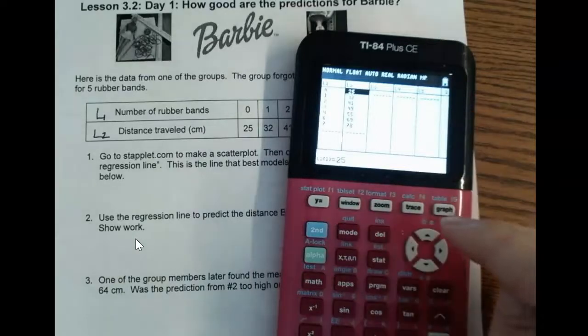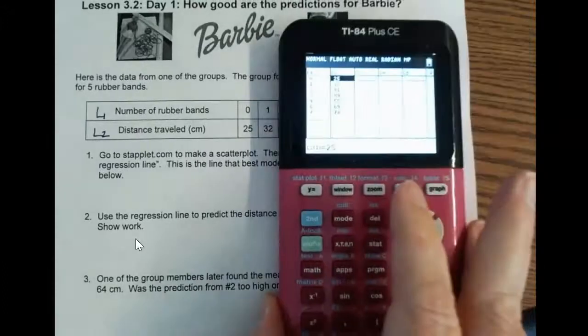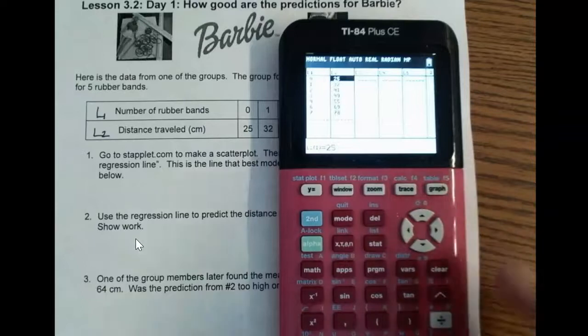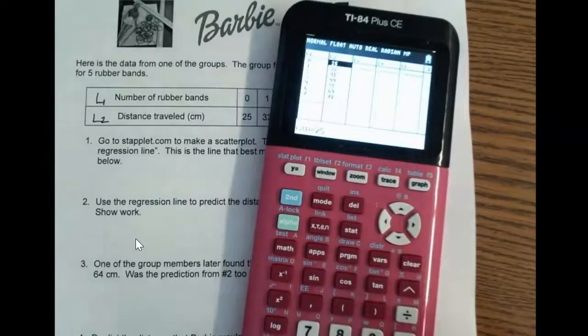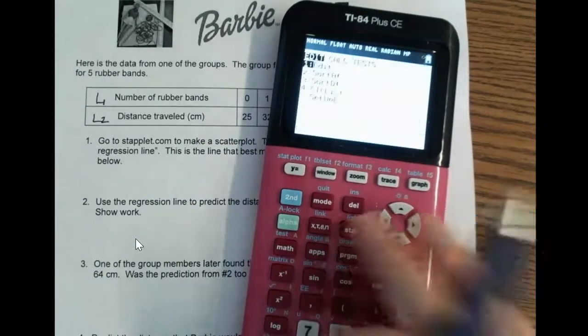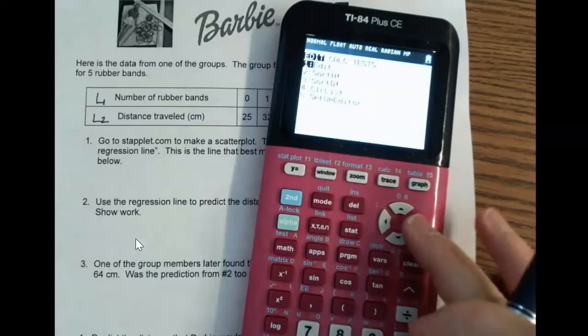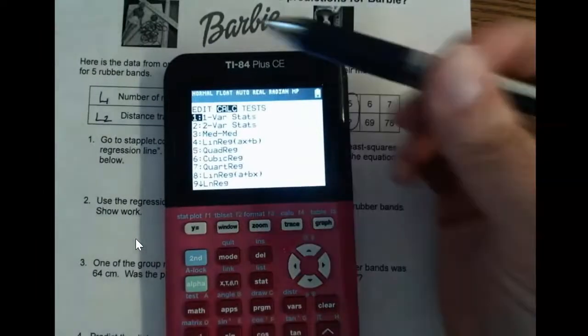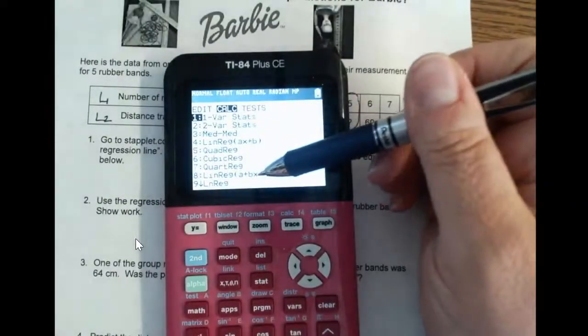Alright, so we have our data put in. Now we want to calculate the line of best fit. You already know how to do this. This is where correlation and the correlation coefficient that we were looking at the other day come in. Press your Stat button, go over 1 to calculate, and then go down to number 8.